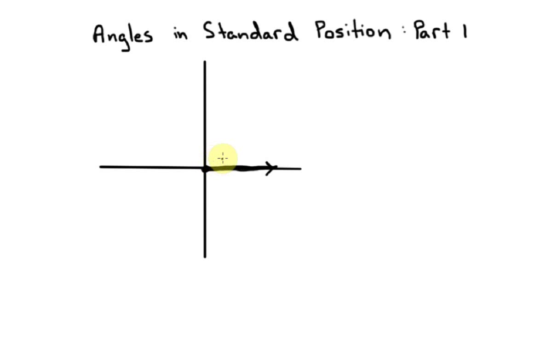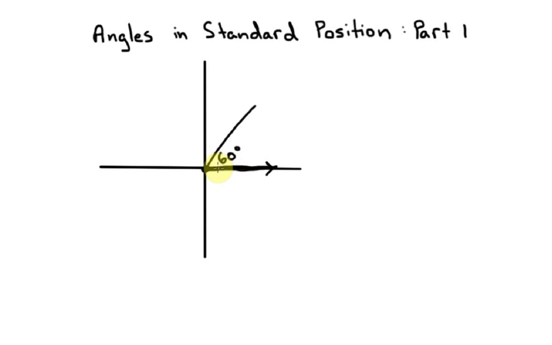So for example, if I wanted to draw an angle of 60 degrees, then I would rotate up through 60 degrees, making sure that this was 60 degrees here. So there is a picture on the grid, or standard position, of a 60-degree angle.